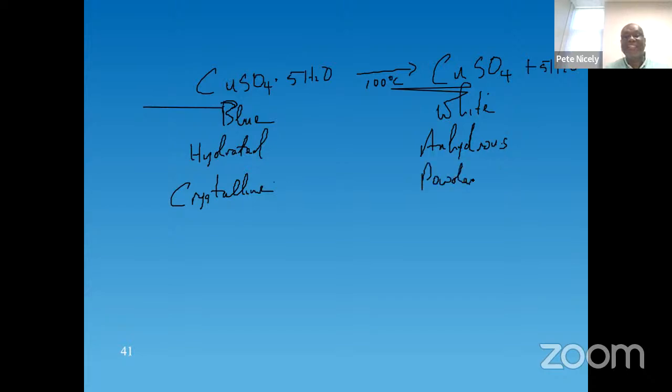So the point I'm getting at here is that in some cases, there won't be a color change when you heat the hydrated form to form the anhydrous form, right? However, the appearance will change in that the anhydrous form will be powdery, while the hydrated form will be crystalline. There are other cases where, in addition to the appearance changing from crystalline to powdery, you will also have a color change. So in the case of copper 2 sulfate, the hydrated form is blue. When you heat it, you drive the water off, and the anhydrous form that results will have a white color, all right? So that's what happens in the case of hydrates.